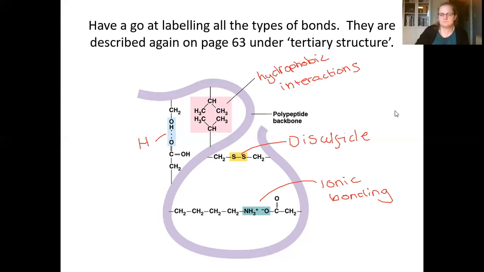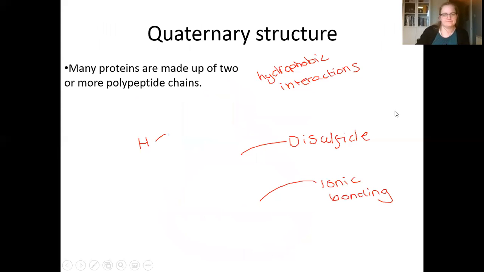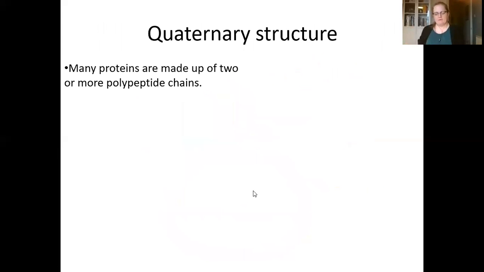Now, our quaternary structure doesn't always happen. All proteins have a primary, secondary, and tertiary structure. Some stop at the tertiary structure, and some continue on to the quaternary structure. The quaternary structure is made up of 2 or more polypeptide chains.